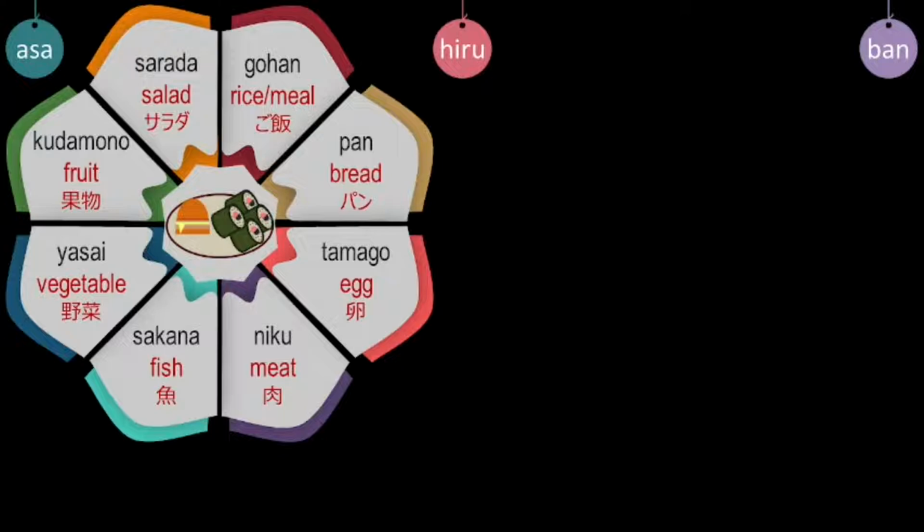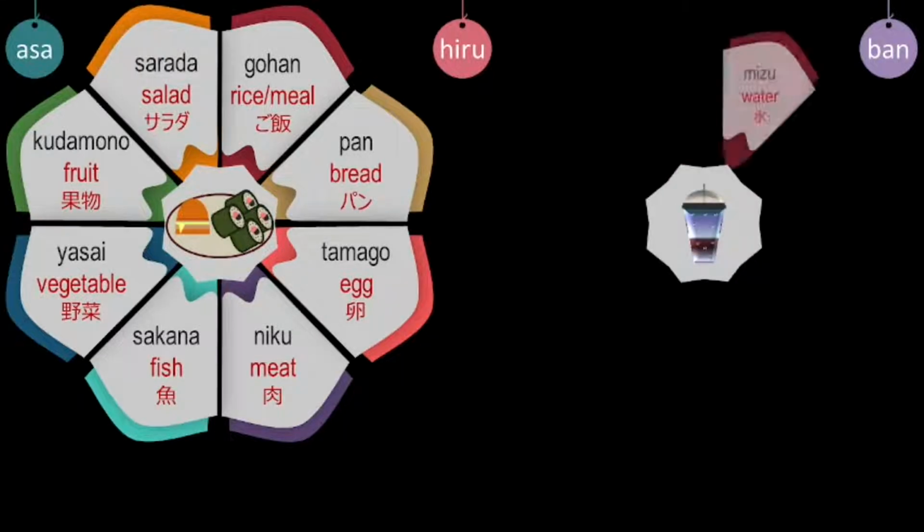On similar lines, gyu niku translates to beef. So please remember the 3 words tori niku, buta niku, gyu niku. The next word is sakana, which means fish. Yasai means vegetable. Kudamono means fruit. And the last word, sarada, means salad.